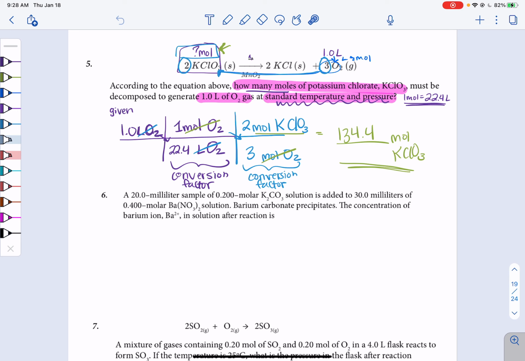Okay, now I did a lot of extra steps just to make sure that y'all understand how to factor label and that you're refreshed on all of those little bitty steps, because it's the little steps that make the big problems a lot easier. Okay, let's look at number 6.